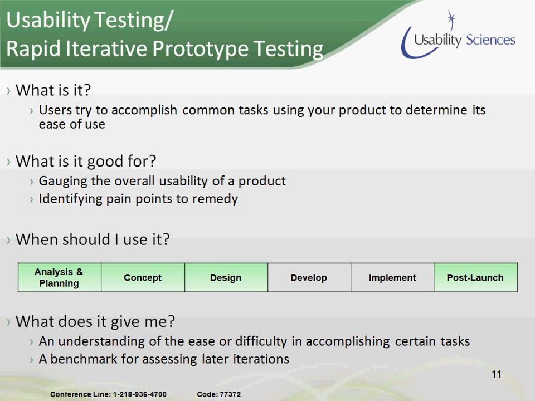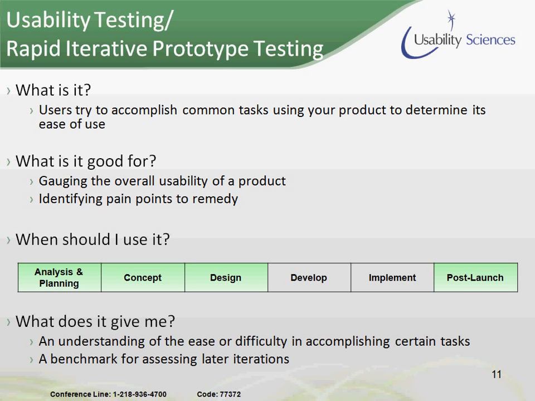So what is this in general? Basically, users are going to try to accomplish common tasks using your product to determine its ease of use. The difference between a usability test and rapid iterative prototype testing really deals with the functionality and the fidelity of what you've got and what you're working with.